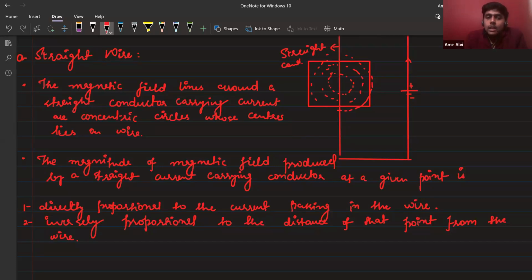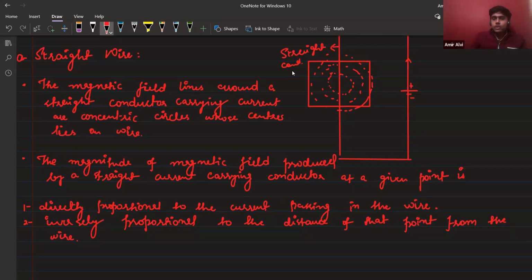Okay. Next, inversely proportional means, suppose this is the magnetic field line. When you increase the distance, the more you go away from that point, the more the magnitude of the magnetic field will decrease. So the maximum magnetic field you will experience will be much closer to the center. Clear? When you go far from the center, the magnetic field will decrease.